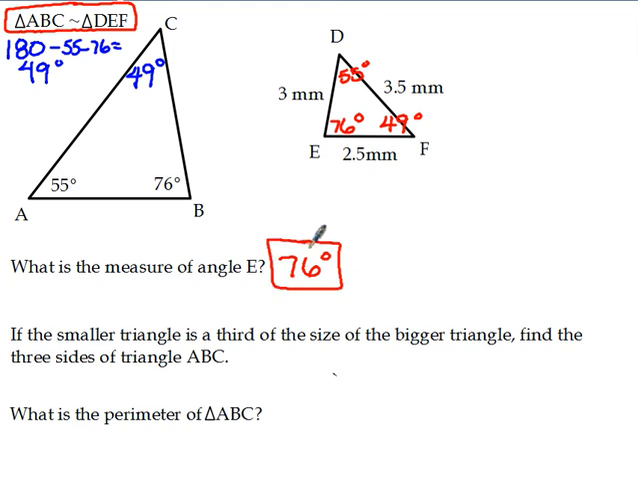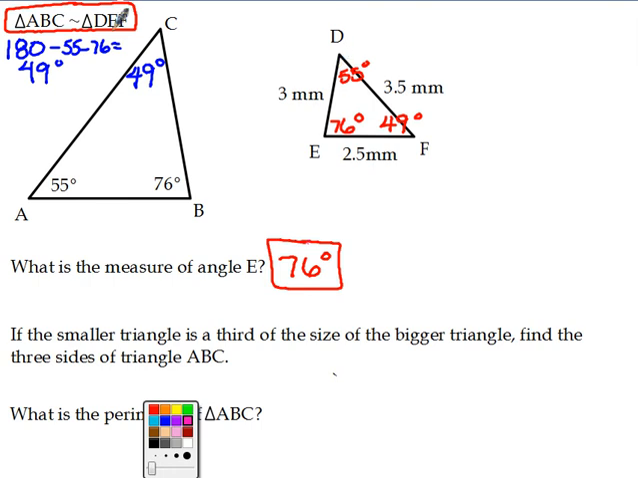Now, the next one tells me if the smaller triangle is a third of the size of the bigger triangle, find the three sides of triangle ABC. Okay? So it's a third of the size. You can set up proportions here if you want to, but I think the easier thing is to say, well, if the smaller one is a third as big, that means this is 3 times as big. So I'm just going to multiply all these sides by 3 to get the sides of ABC. Now again, I need to line them up.